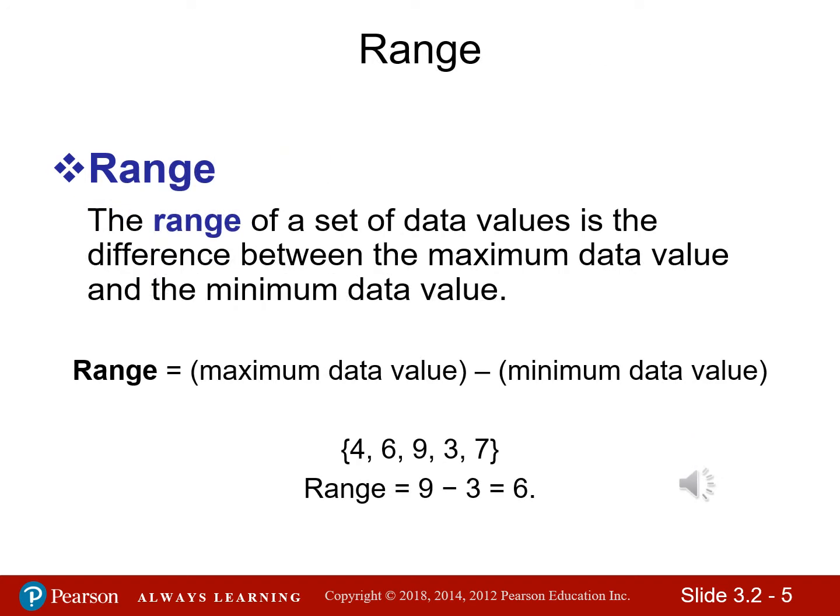The range of a set of data values is simply the difference between the maximum data value and the minimum data value. So we would say that range equals the maximum data value minus the minimum data value. In this data set of 4, 6, 9, 3, and 7, the minimum data value is 3 and the maximum data value is 9. So the range of this data set is 9 minus 3 equals 6.